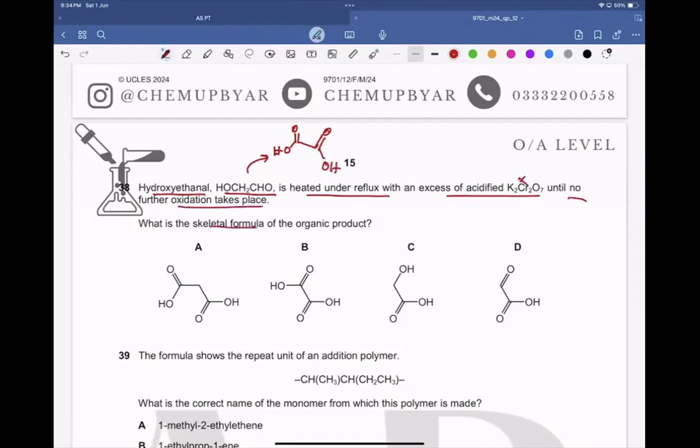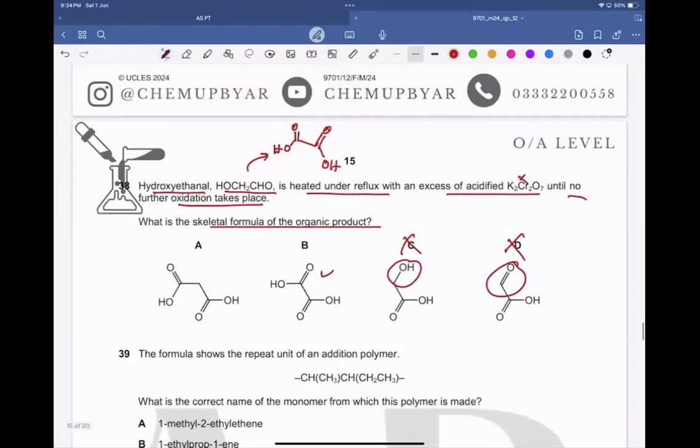What is the skeletal formula of the organic product? If you see, this seems correct. Alcohol is left, wrong. Aldehyde is over here. There are 3 carbon atoms, which makes A wrong as well. So B is the correct answer.